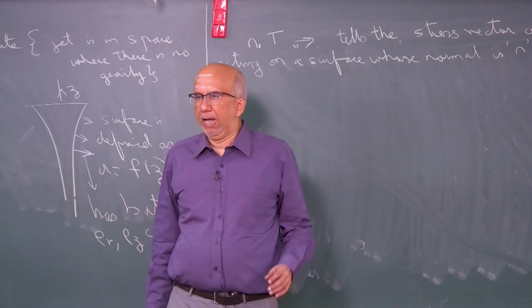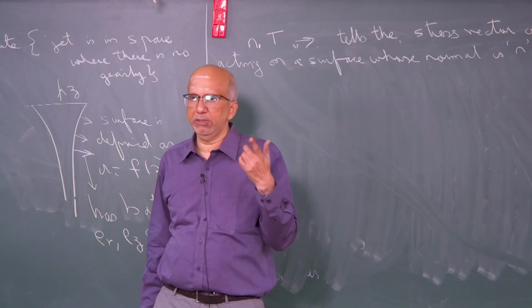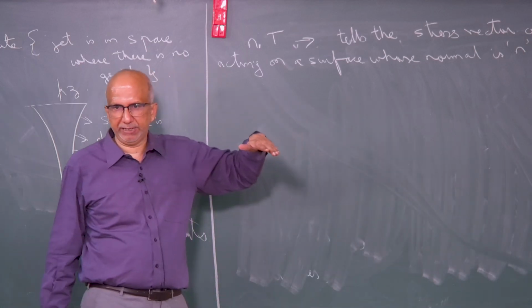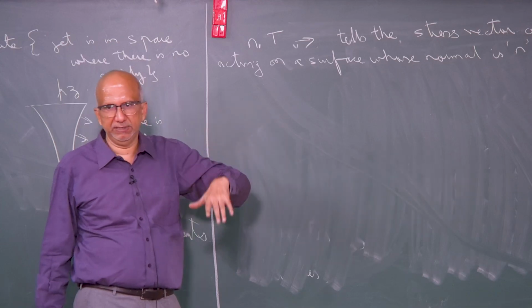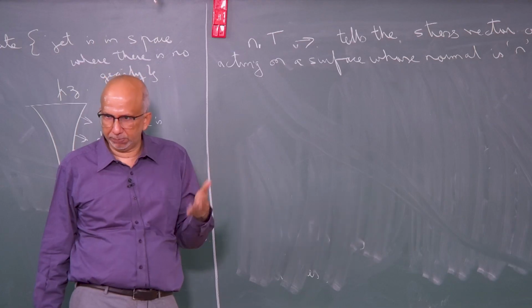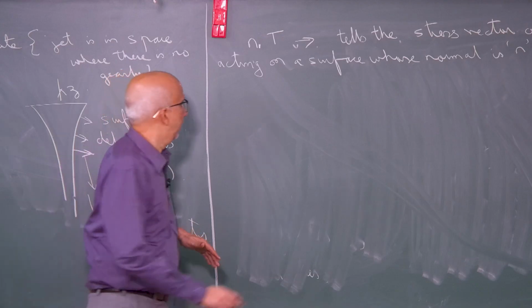Okay. And now I want to further resolve it. This n dot t tells me the force which is acting. This force will have different components in the normal direction, tangential, any direction you want, you can resolve it. How do you find the component along a particular direction? By taking a dot product with that direction.